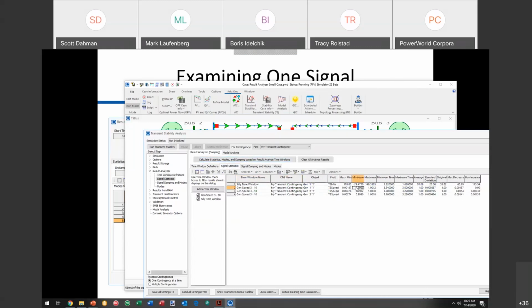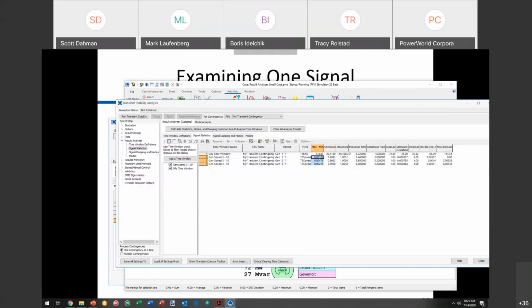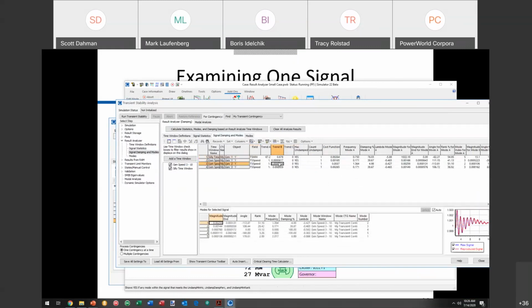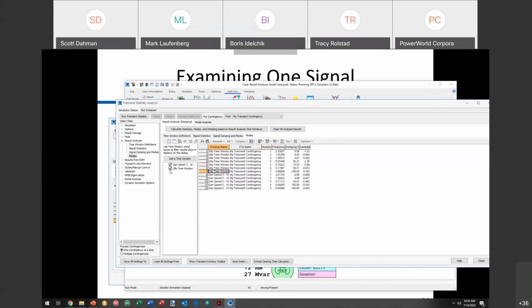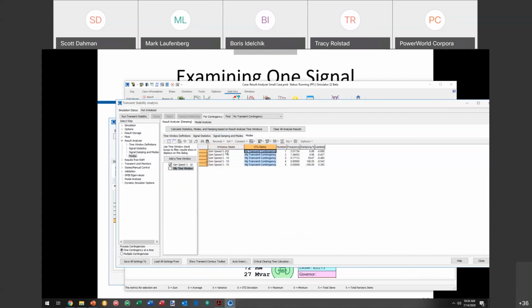One thing I can do is see the min-max result for these signals. So this is generator 1, 2, and 3. Here's the min, max, time of min, and so forth. So you get this summary table that I mentioned before. And then over here I get the modal results that are telling me that there are 5 modes that it calculated for the generator speeds between 3 and 10 seconds.